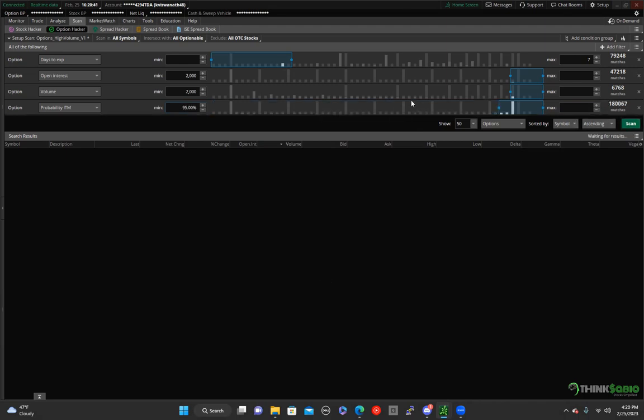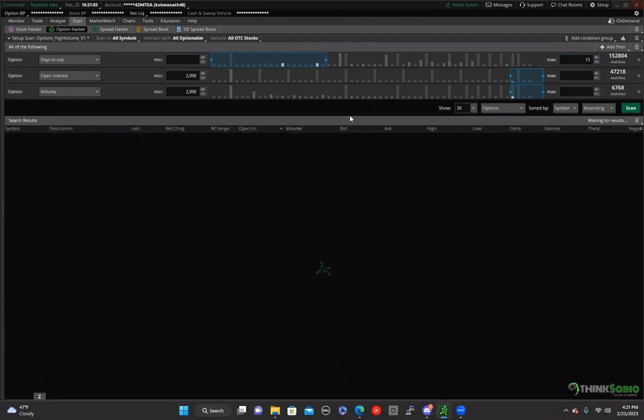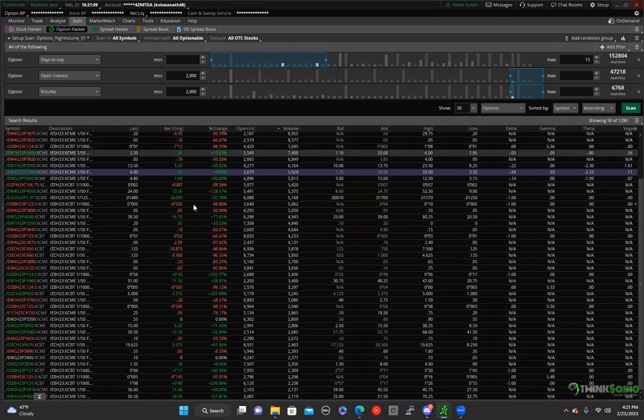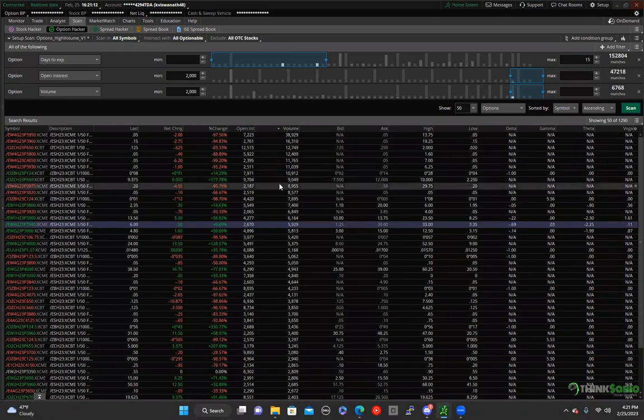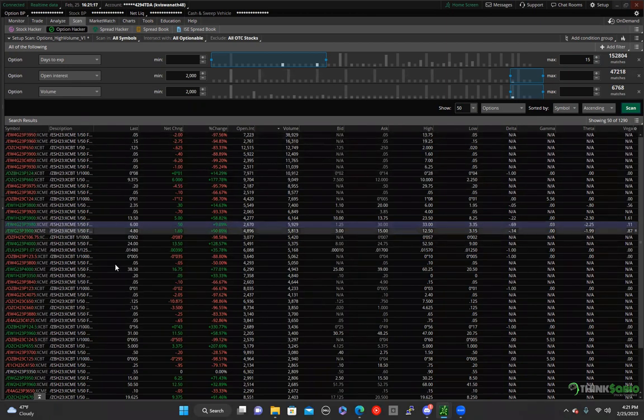But we will run a quick scan here and see if we find anything. I'm searching in all symbols, and because it is a weekend, all I'm seeing is futures contracts. Let me see if I can move it a little. Close the probability. Yeah, we're only going to see the futures because today's a weekend. But in general, you would see Apple or Google, Tesla, whatever, all the stocks here that meet these criteria.